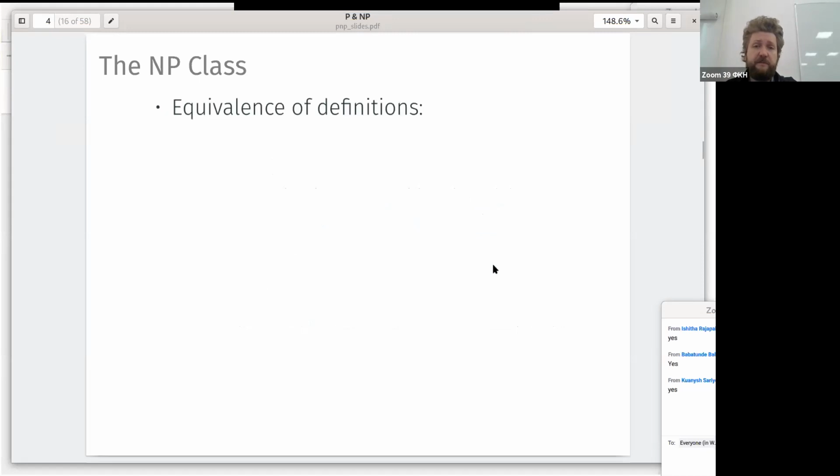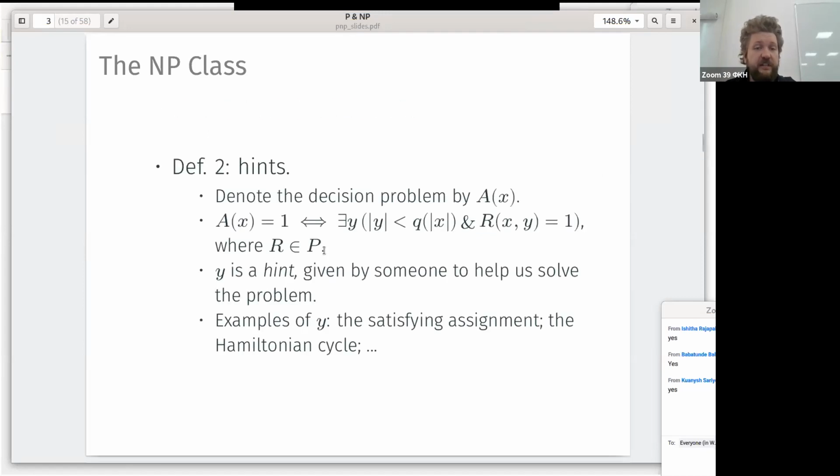So the equivalence of definitions is proved as follows. From 2 to 1: if we can do non-deterministic computations, we don't need any hint because we can just guess it. Just non-deterministically guess it, and this was the correct hint. And recall that here you will have the existential quantifier. The hint should exist in order to win. Again, in the co-NP class, here you will have the universal quantifier.